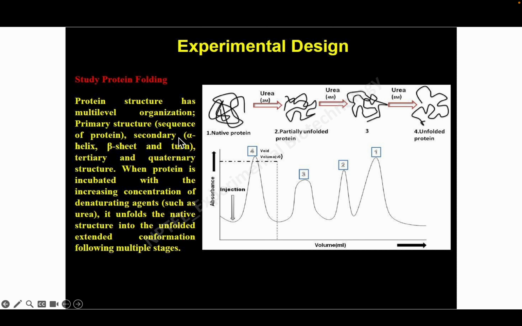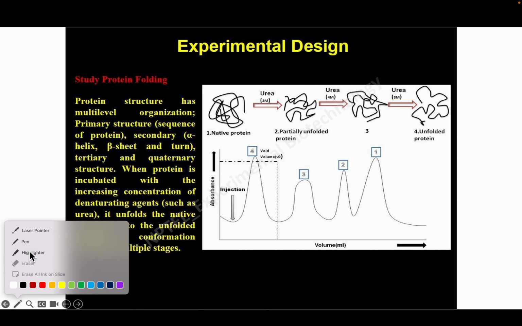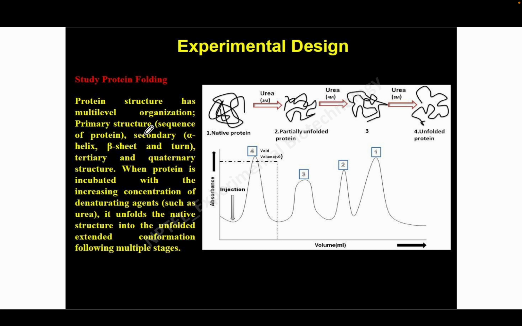The protein structure has a multi-level organization. It can form the primary structure, where you get the sequence of the protein. You have the secondary structure, which is composed of alpha helices, beta sheets and turns.